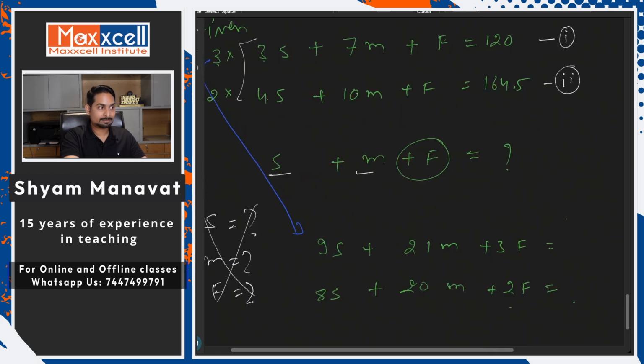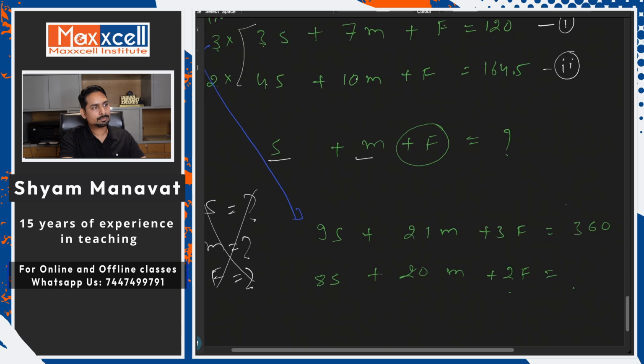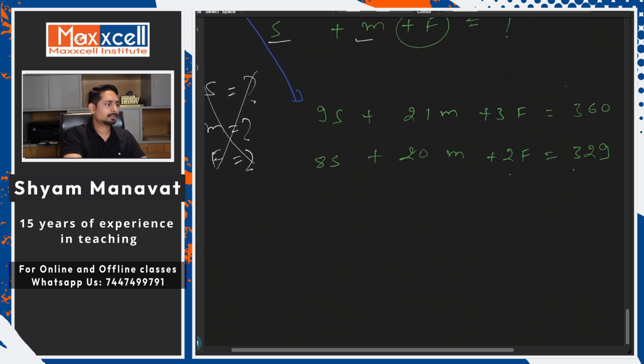So the right hand side of equation number 1 will become 3 into 120, that is 360. Here 2 into 164.5, that will get you 16 2s are 32 and 0.45 2s are 9 here. Yes, this is what you get. Now if you subtract, because we need this combination, 1 sandwich, 1 smoothie, 1 fries. If you subtract, you are going to get the desired result.